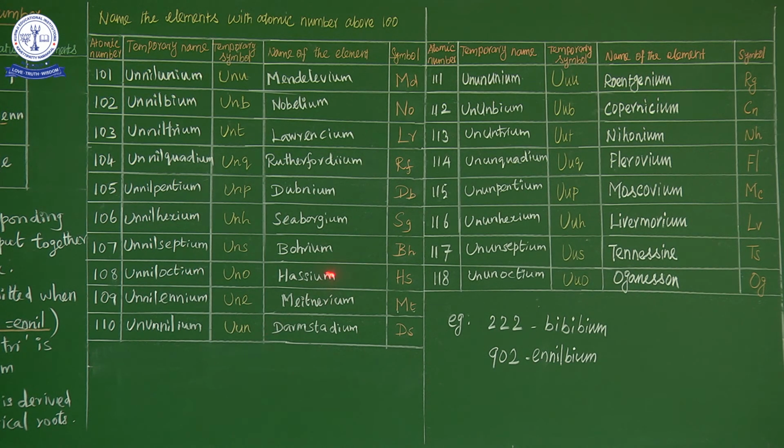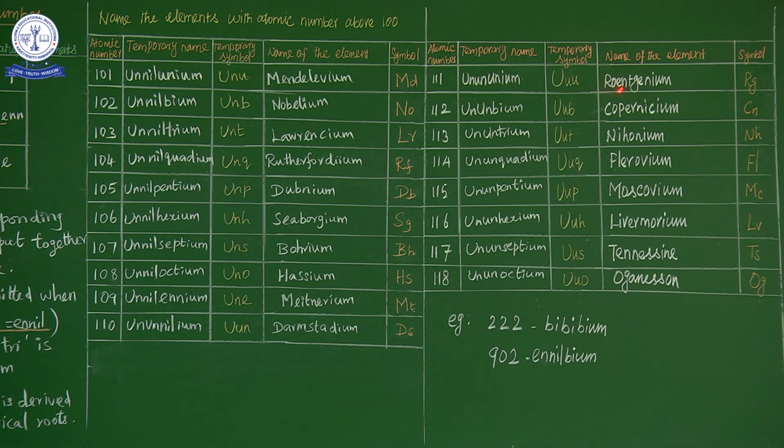Unniloctium. Its name is Hassium. Symbol is HS. So 109 is Unnilennium. The name of the element is Meitnerium, MT. For 110, Ununnilium. The name of the element is Darmstadtium. The symbol is DS. So the next element, the atomic number 111. So from 111 to 118 have been given names. So for 111, the temporary name we can give as usual. 1 is un, again 1 and again 1 are present and we are adding IUM. So the symbol is the first letter of the root word, UUU.